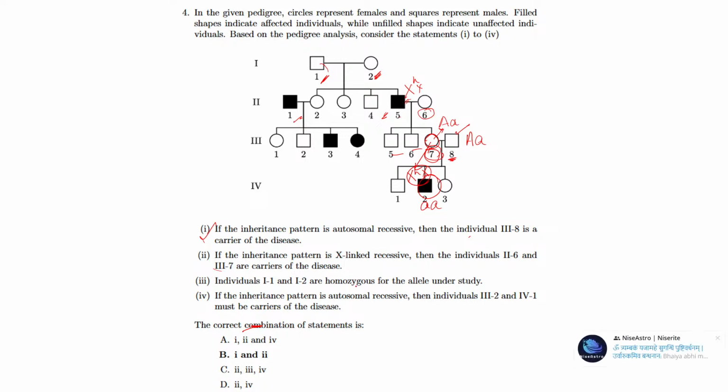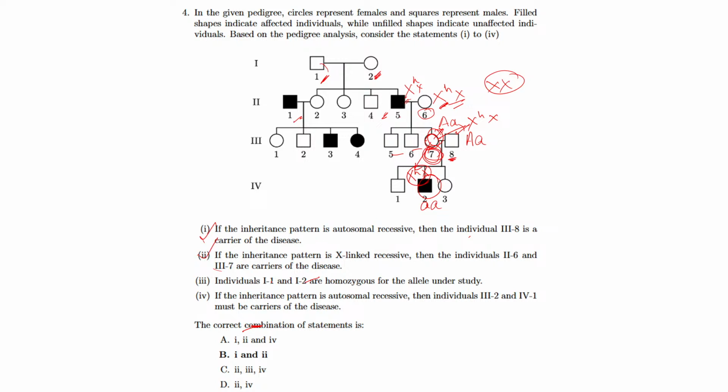Then I have an individual, I think 3-7. The individual 3-7 can also be a carrier. So I can clearly say that yes, this is a carrier, and this also becomes a carrier. There is also a probability that this 2-6 may also be a normal one. But according to the option, there is also a probability that there is an X-linked recessive condition associated with this. So this option also is correct.